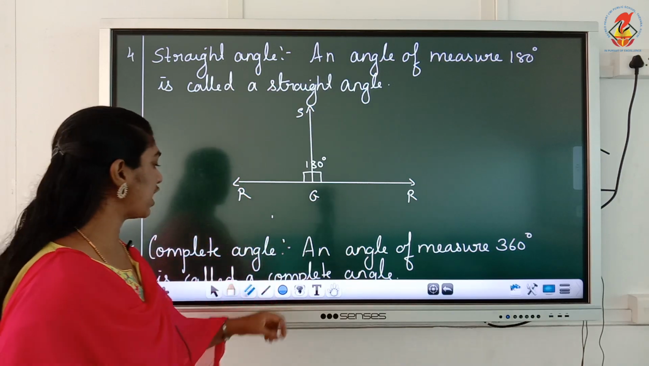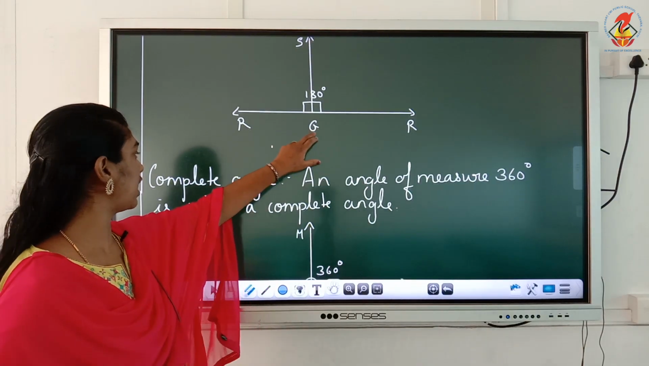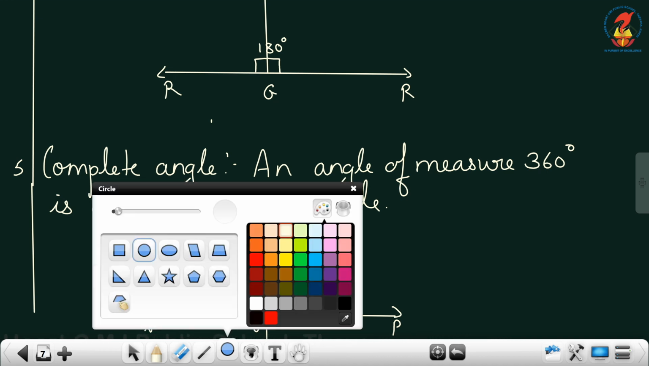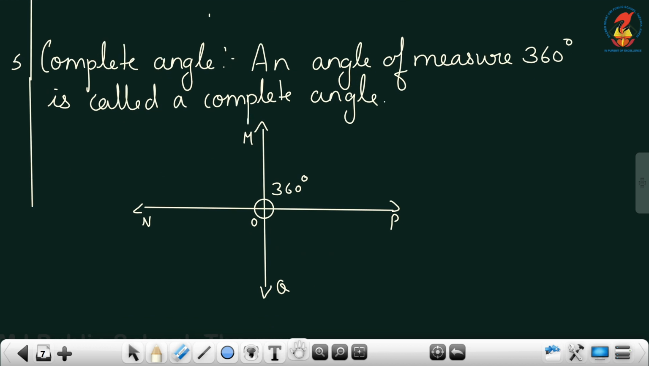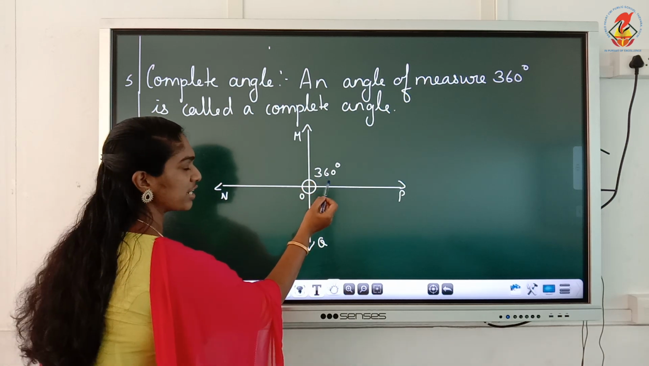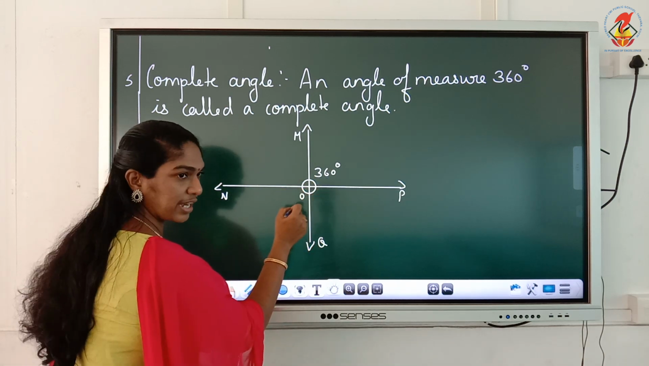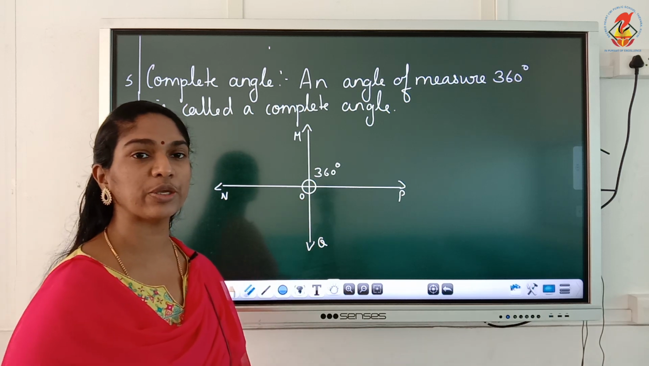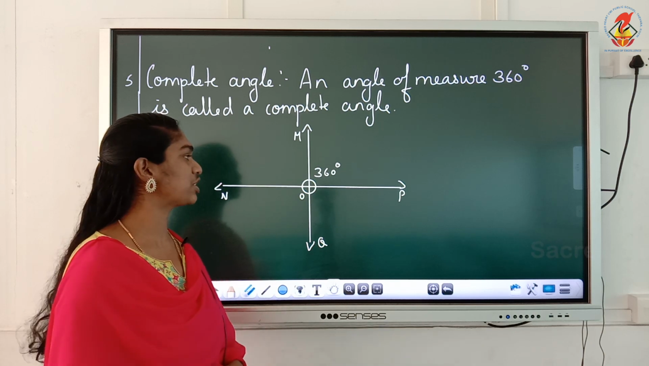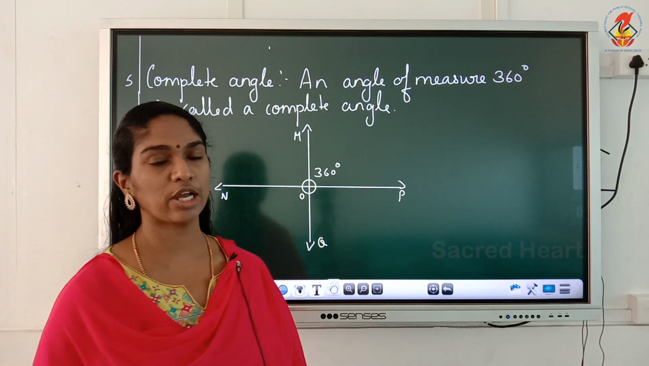And finally, we have another angle that is called the complete angle. An angle of measure 360 degrees is called a complete angle. This is 90, this is 90, this is 90, this is 90. So, four 90s together you get 360. 9 fours are 36. Complete angle. An angle of measure 360 degrees is called a complete angle.